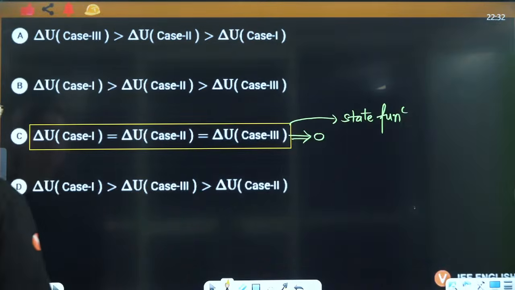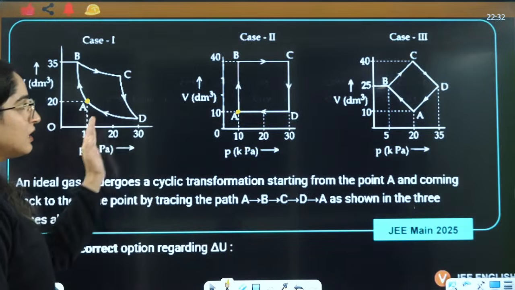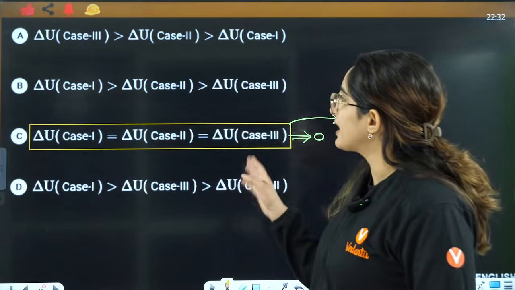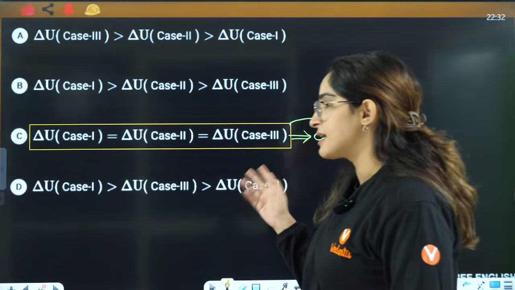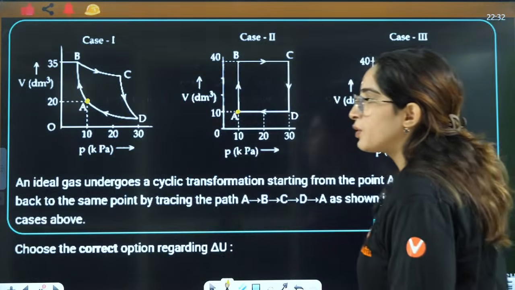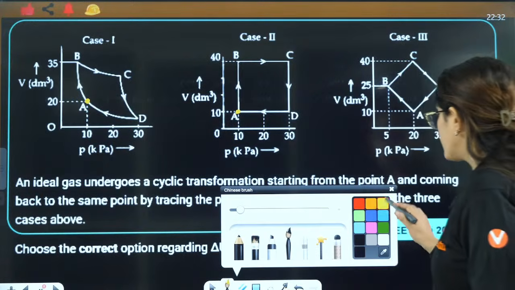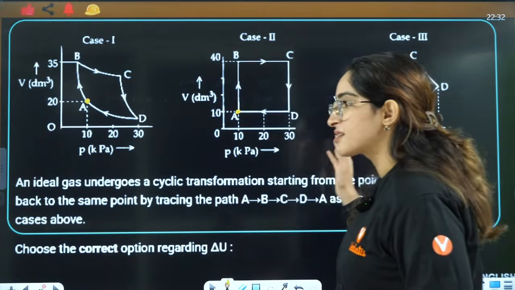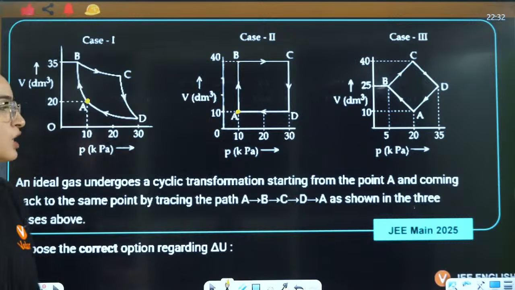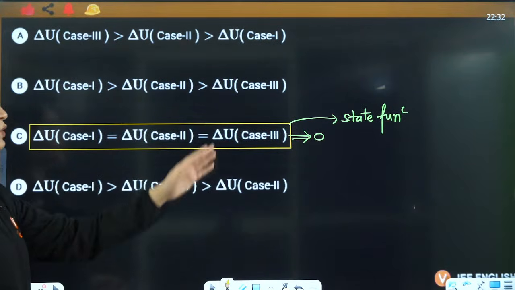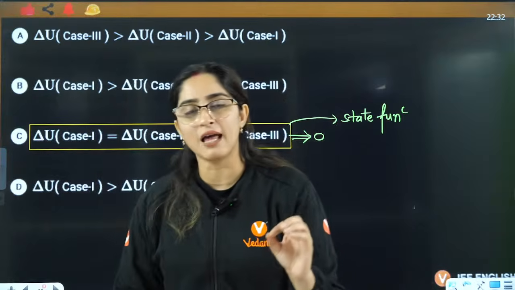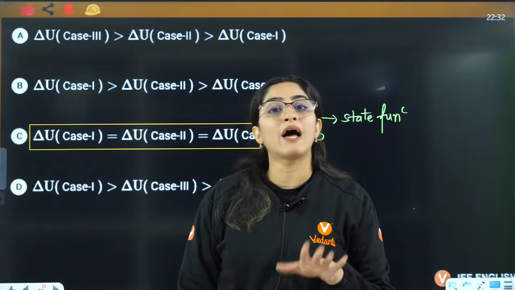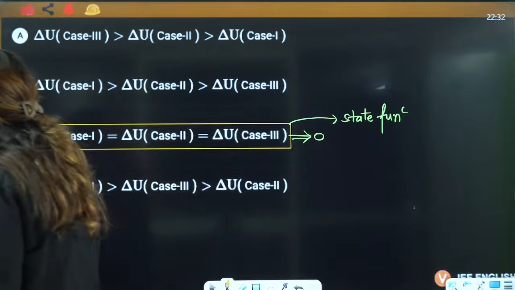Ma'am, can you please explain this question again? See, here they have asked you, out of the following, which statement is correct? That delta U in case 1 is greater, in case 2 is greater, less, all these things they have asked you. But you know, one thing is there, that delta U in a cyclic process is 0. So whether it is this case or this case or this case, in all the cases it is going to be 0 only. So from this equation they all are equal, that is 0. Because state function is independent of the path, its value is going to be 0.